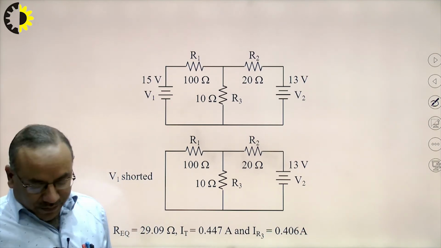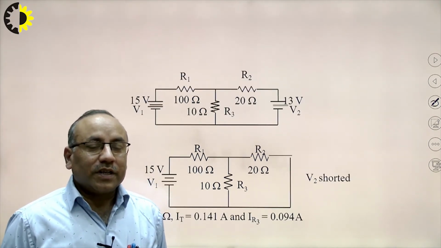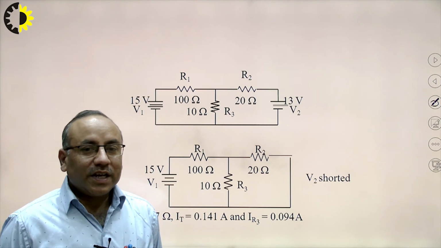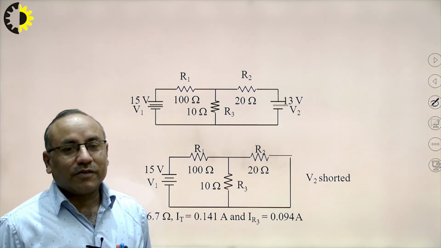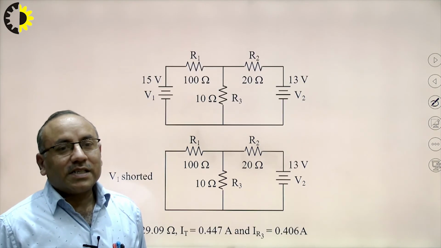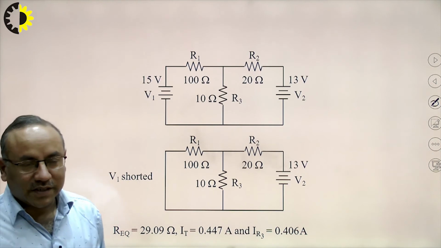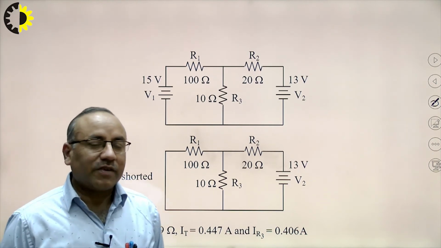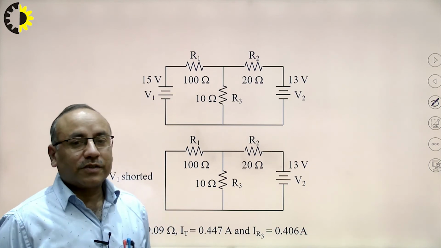In the previous slide we found the current in R3 using the first voltage source V1 only. That time V2 was short circuited and this current came as 0.094 ampere. In the second case, we considered only the V2 voltage source, short circuiting the first voltage source V1, and again we found the current passing through R3, which came as 0.406 ampere.